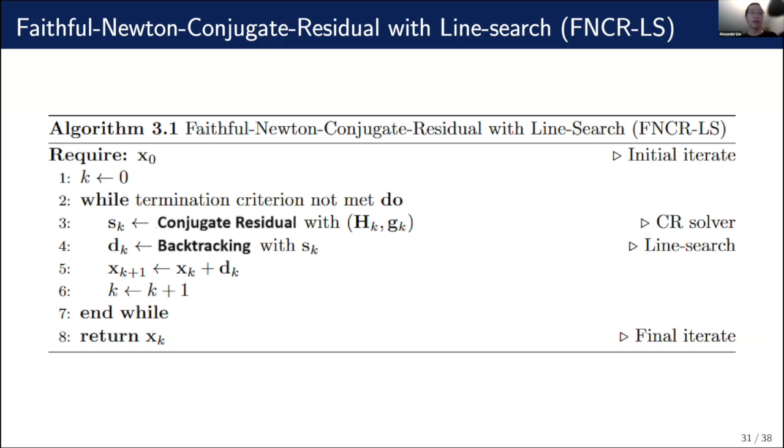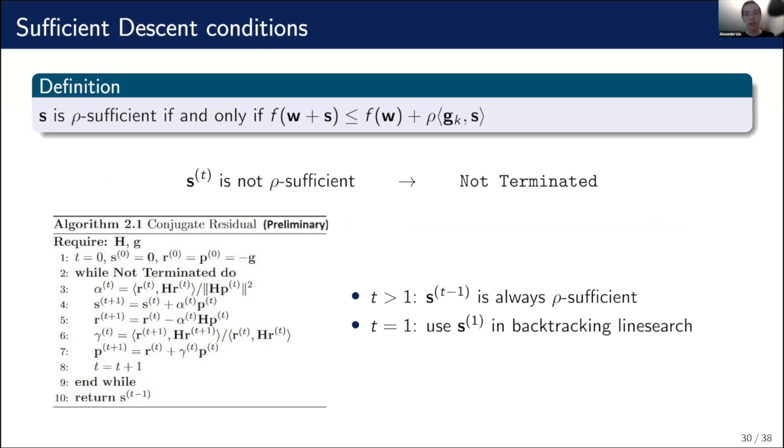So this is FNCR. The termination condition no longer is the relative residual, but it is the sufficient descent condition. That particular sufficient descent condition provides a direct communication between the outer solvers, Newton's method, and the inner solvers, the CR. So it saves a bunch of oracle calls. You don't spend unnecessary oracle calls within the inner solvers anymore. At least that is the idea.